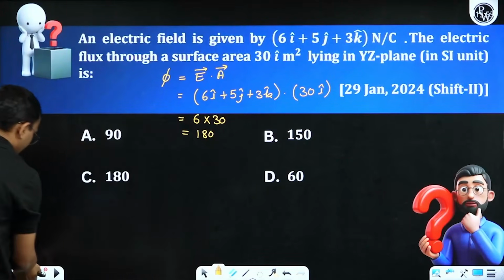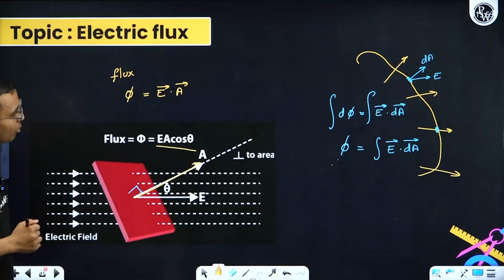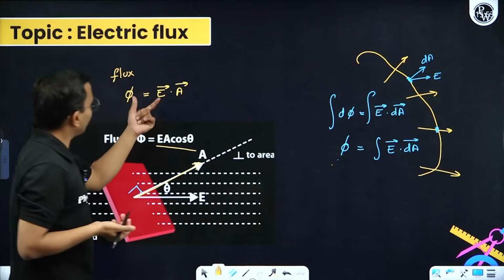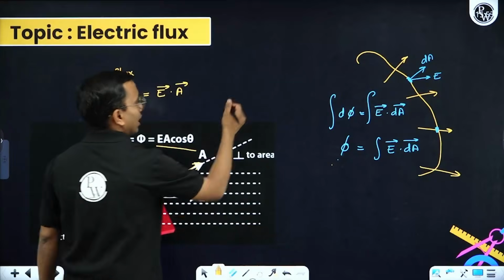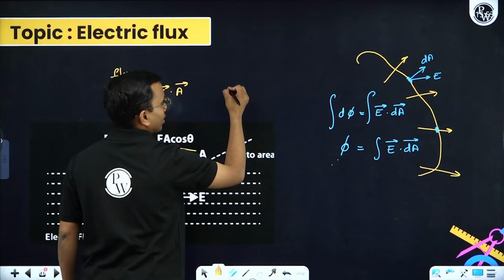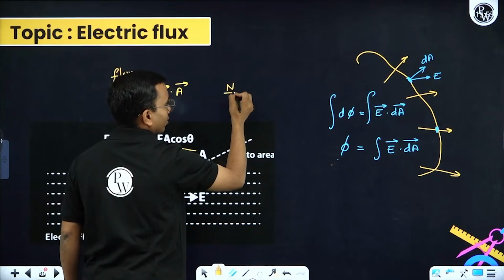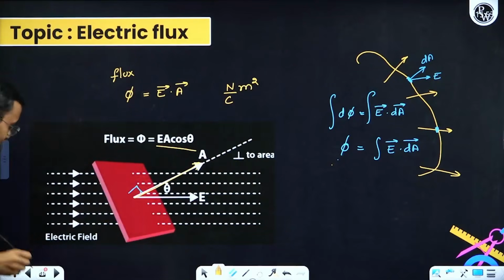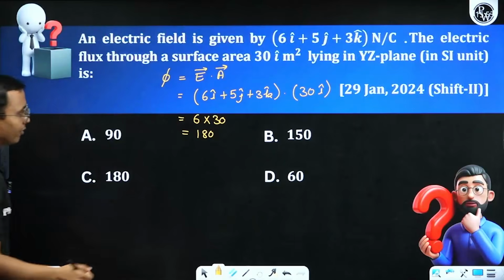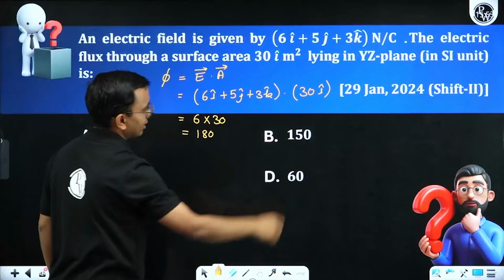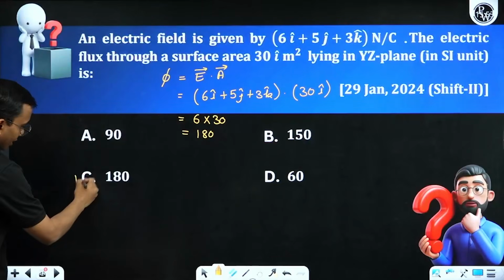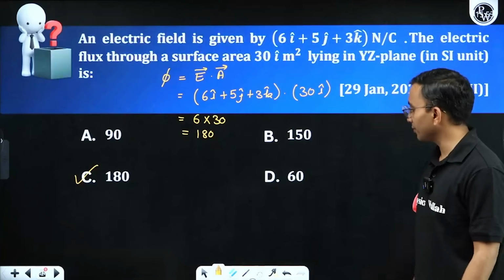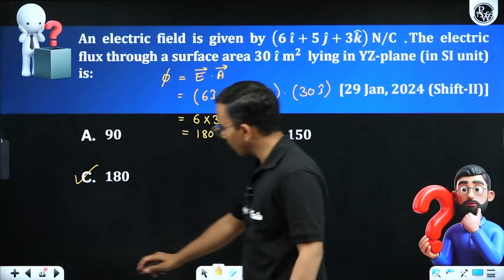Now what is the unit basically? If we talk about the SI unit of flux, it is electric field into area. The electric field unit is Newton per Coulomb into meter square. That is the SI unit. So here I can write Newton per Coulomb meter square, but he is just asking for the SI unit. We'll say the magnitude is 180. That is the correct answer here.